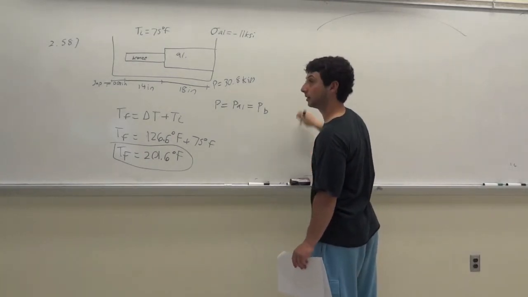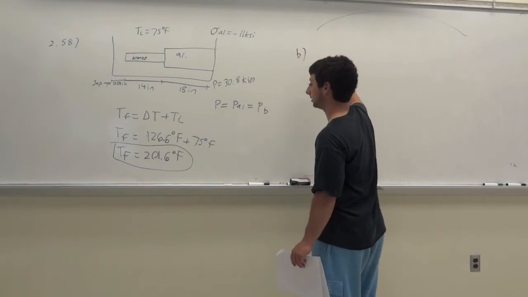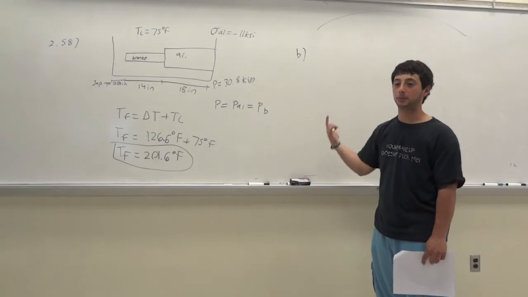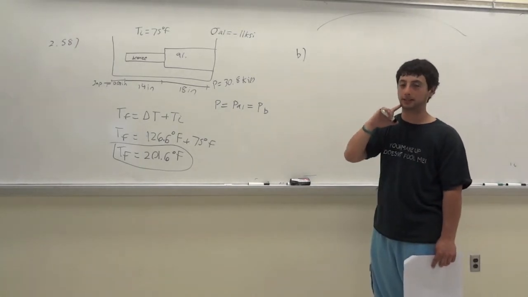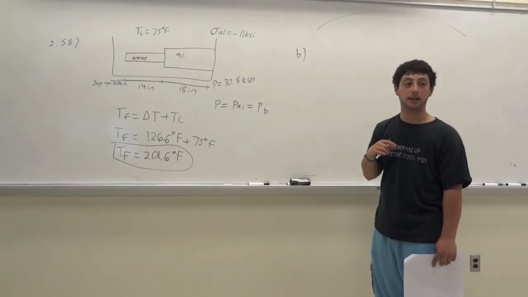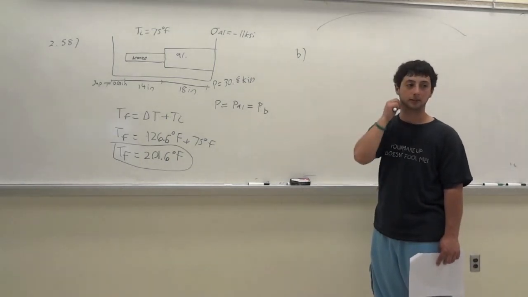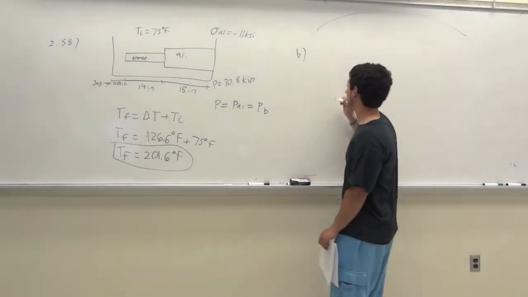So for part B, they want to know the exact length of the aluminum bar. How will you find it? So after everything just happened, we had the equation up there before, but I erased it. So you want to find the deformation of the aluminum rod and then add it to its original length. You guys follow? Okay. So what is that?